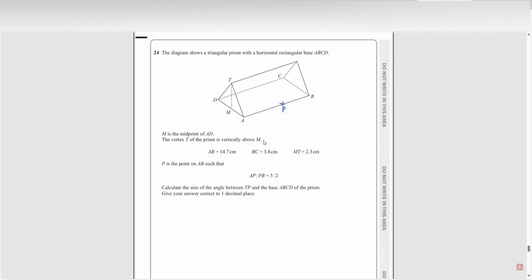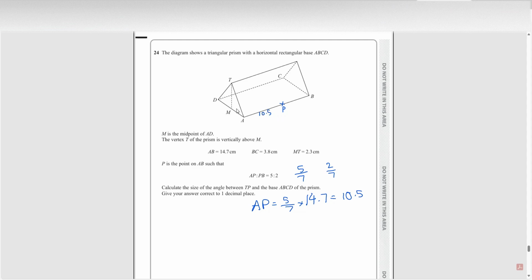And we know it's split in the ratio of 5 to 2. If we turn that into a fraction, it's 5/7 and 2/7. So if we find the distance of AP, AP is going to be equal to 5/7 of the full length of that line, which is from the question 14.7, which makes that 14.7 times 5/7. We can just stick that in our calculator. That's going to give us 10.5. So we know the length of this is 10.5.